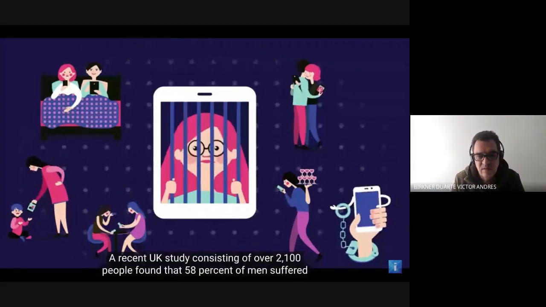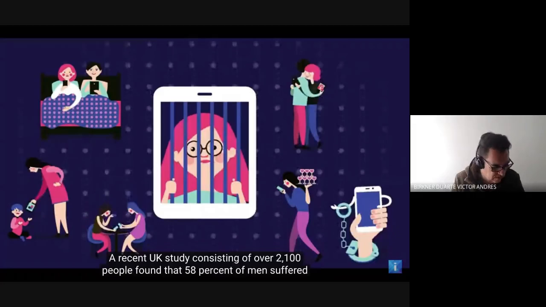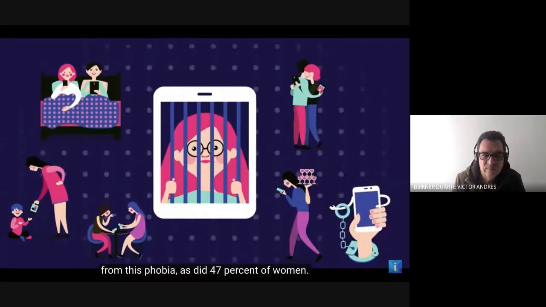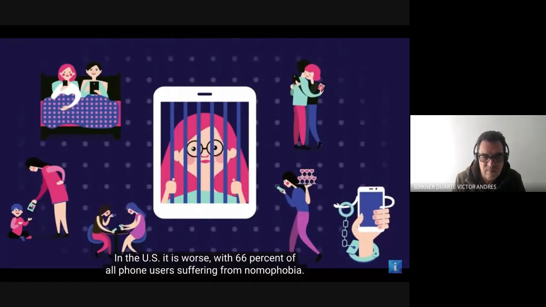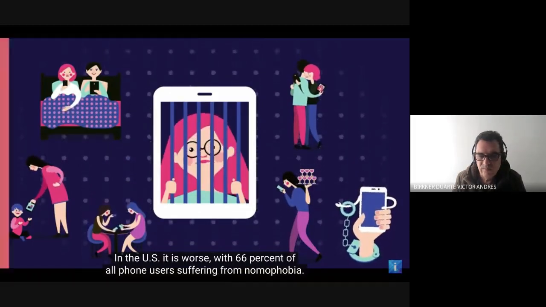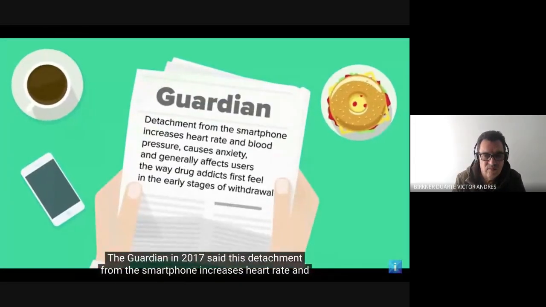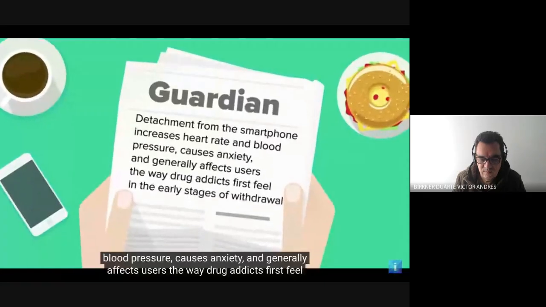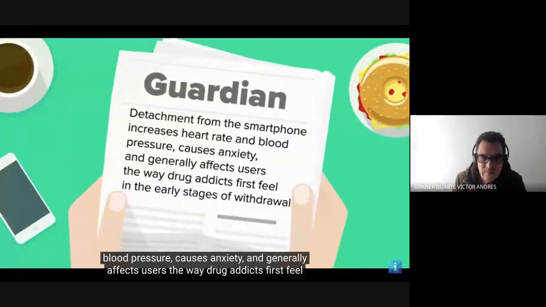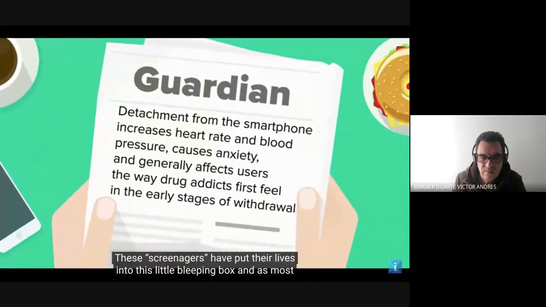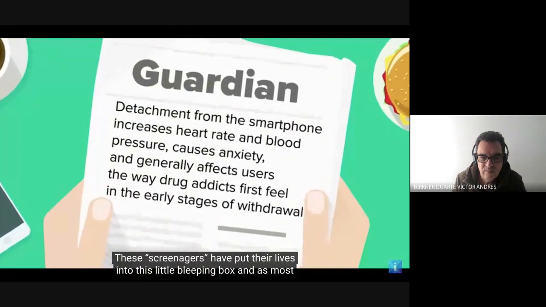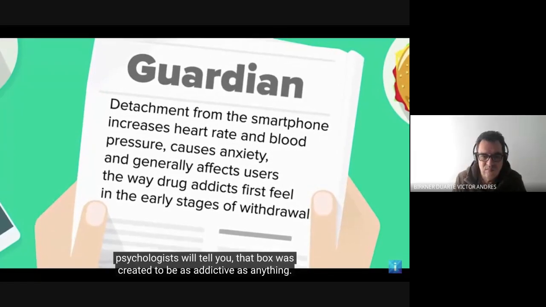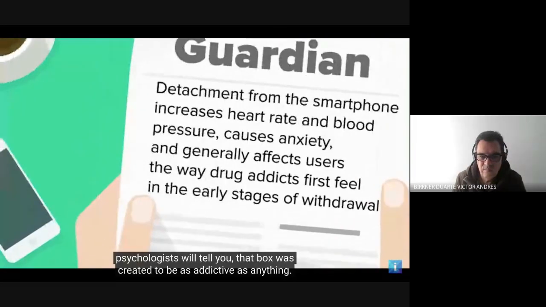A recent UK study consisting of over 2,100 people found that 58% of men suffered from this phobia, as did 47% of women. In the US, it is worse, with 66% of all phone users suffering from nomophobia. The Guardian in 2017 said this detachment from the smartphone increases heart rate and blood pressure, causes anxiety, and generally affects users the way drug addicts feel in the early stages of withdrawal. These screenagers have put their lives into this little beeping box, and as most psychologists will tell you, that box was created to be as addictive as anything. Welcome to the world of digital heroin.